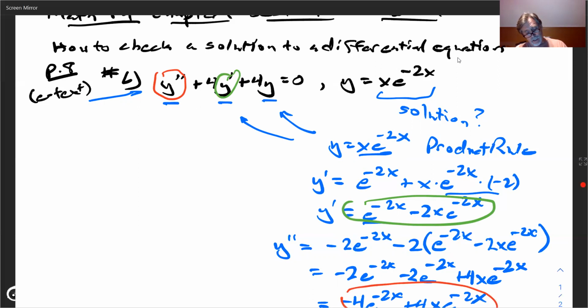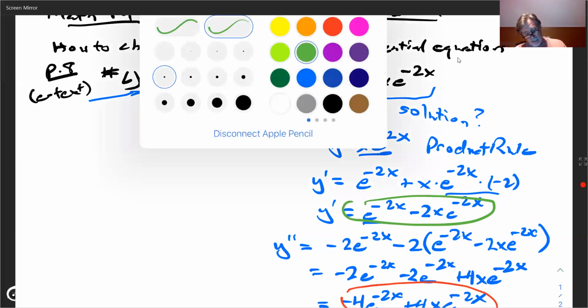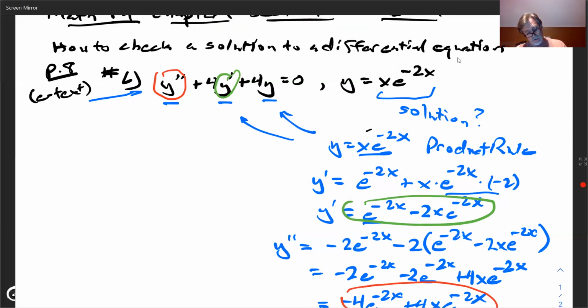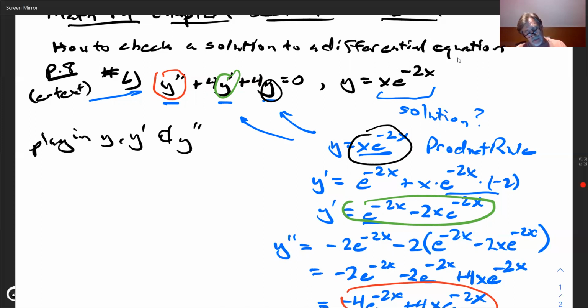And then finally, the actual function we think is a solution goes in for y right there. So we plug it all in, and it's going to be a mess. So we plug in y double prime. Now we're going to plug in y, y prime, and y double prime to see if it fits. That is to say, does the left-hand side turn to 0, as it says? So we'll plug this guy in, and so we have a minus 4 e to the minus 2x.